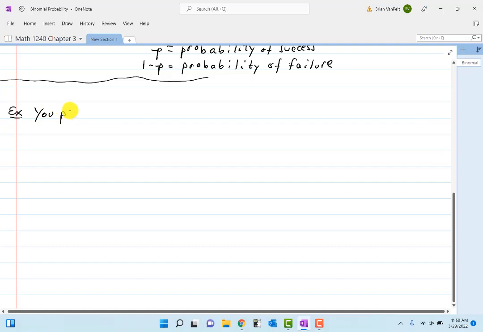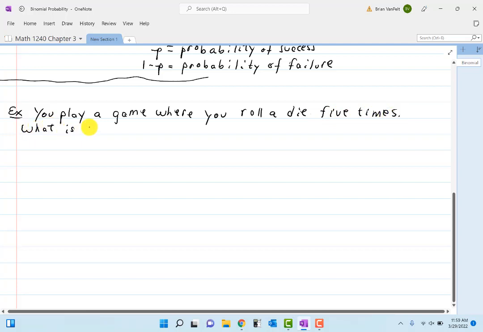Let's say you play a game where you roll a die 5 times. What is the probability of getting an odd number on every roll?